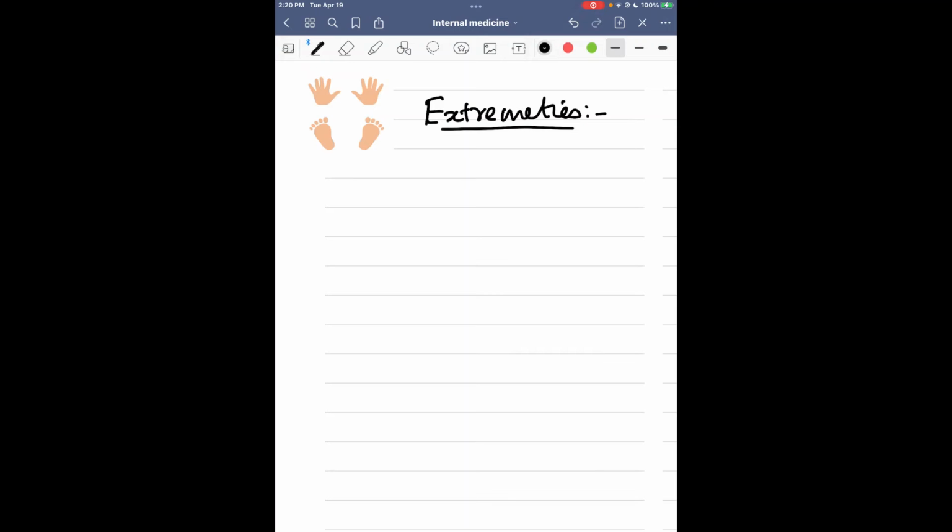So here again in the hand there are some signs that we can look for. One is Terry's nails. Normally the lunula in the nail is the white patch here, whereas in patients with advanced liver disease, it can be pushed up, with just one thin red band at the top. This is called Terry's nail. And then we can also see leukonychia, where there are white spots or white stripes in the nails.